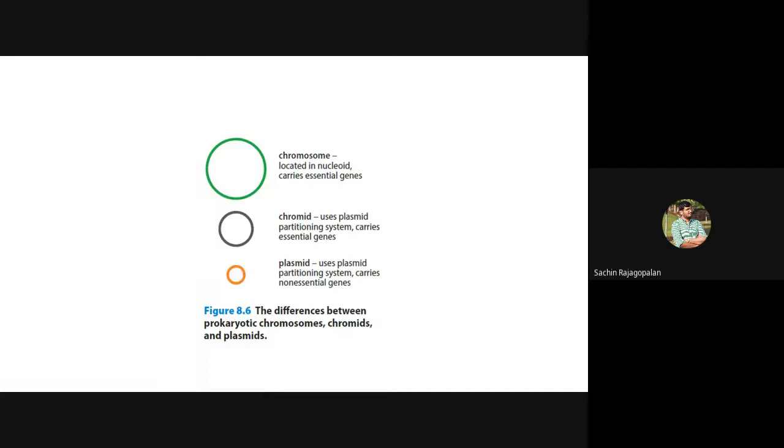So this image is basically telling you the definition. The figure has nothing to describe other than showing the variations in size. But the definition is given over here: the chromosome is located in the nucleoid and carries essential genes. Chromid uses the plasmid partitioning system and carries essential genes. Plasmid uses the plasmid partitioning system and carries non-essential genes. Plasmid partitioning system is nothing but it having its own replication mechanism in place.